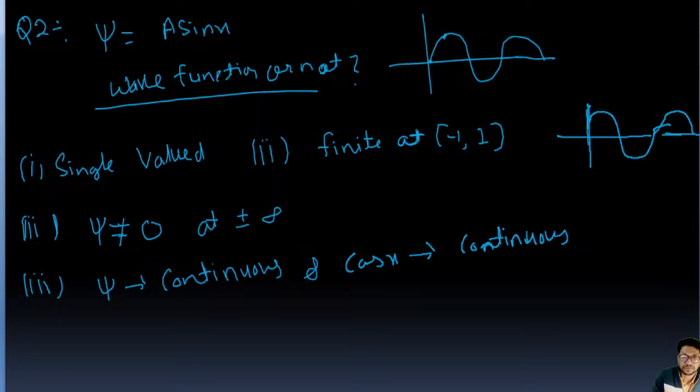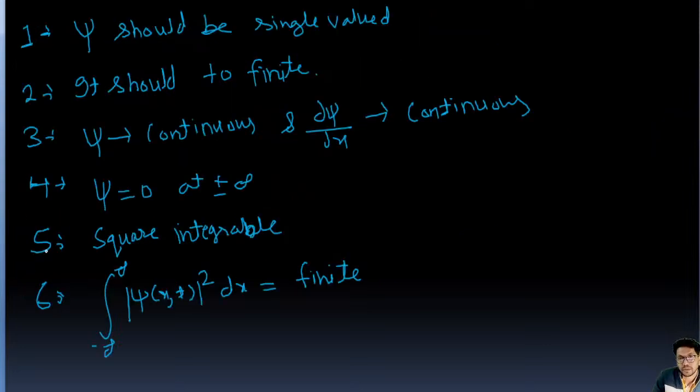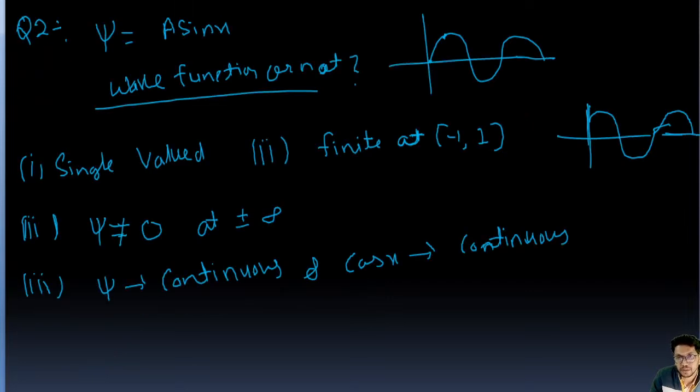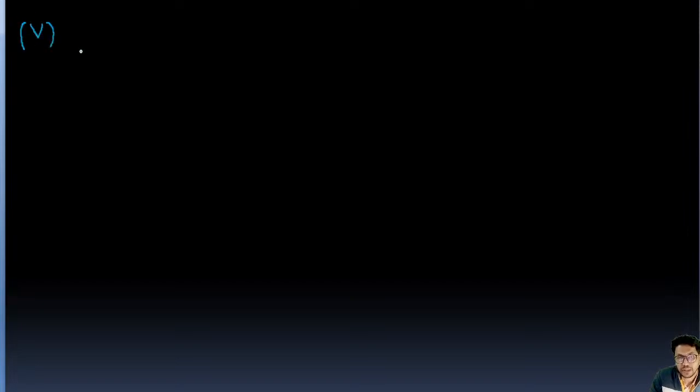The next point is that we need to check the square differentiable, this one, which should be finite. This is satisfied, this is satisfied, this is satisfied; square integrability we'll check. This is the fourth actually. Now the fifth one we are going to check is square integrable.